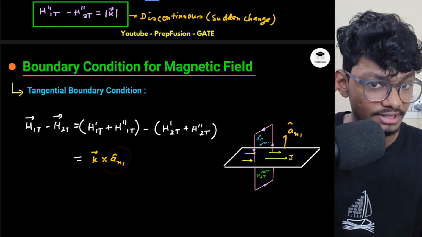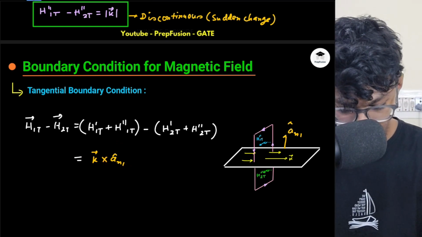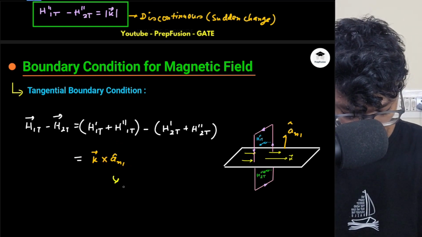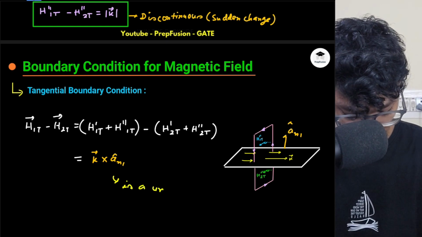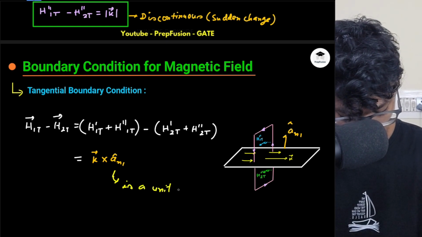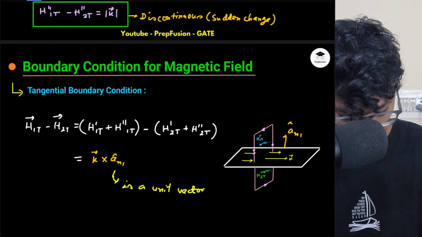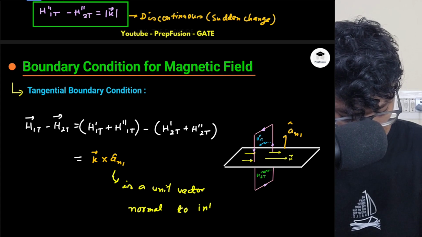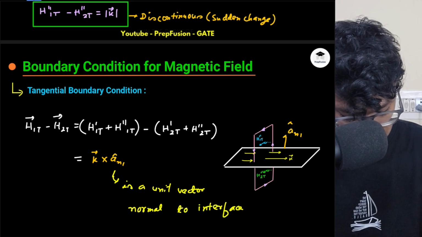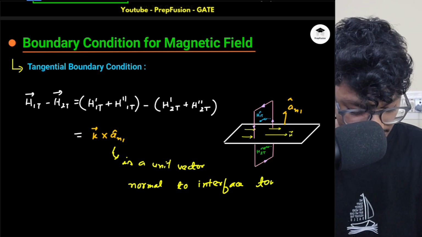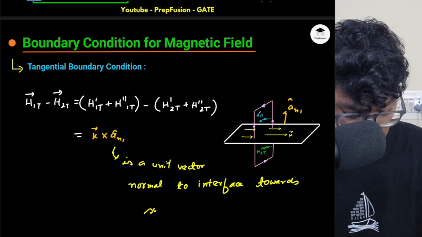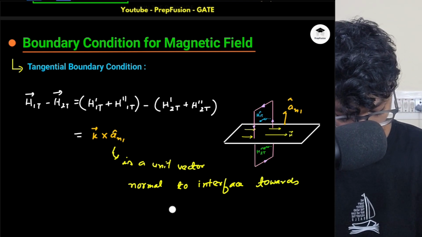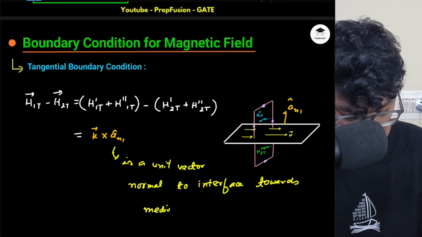And this an1 is a unit vector. So what is an1? an1 is a unit vector normal to the interface towards medium 1.